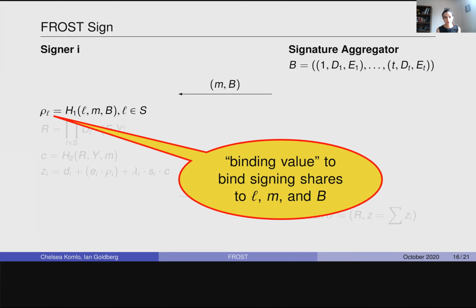To start, they generate what's called the binding factor rho. Essentially they generate one rho for every signer. That's just the hash of the participant identifier, the message to be signed, and this B term. And what this rho value does, as we'll see, is bind every participant's signature to this identifier, to the message, and to this B term.